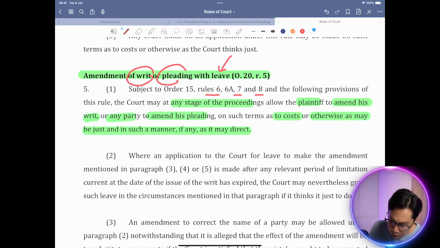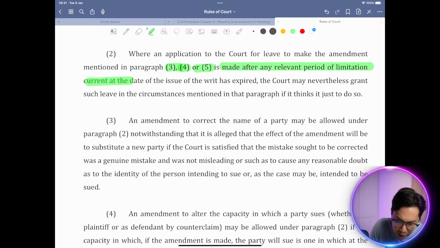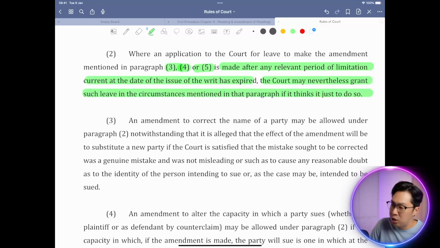On such terms as to costs or otherwise as may be just. What does this mean? When you amend, you are causing a lot of trouble. The court may say, Alex, you amend so late, so I will award Mr. Lee costs, meaning Alex has to pay Mr. Lee some ang pao money. Sometimes you see this term, costs. When an application to the court for leave to make an amendment mentioned in paragraph 3, 4 or 5 is made after any relevant period of limitation current at the date of issue has expired, the court may nevertheless grant such leave if it thinks it just to do so.